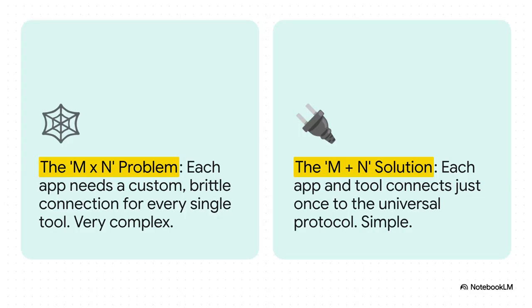And this just perfectly illustrates the nightmare. In the developer world, they call this the M by N problem. If you have M AI apps and N tools, you literally have to build M times N connections. It's a spider web of brittle, expensive, custom code. Just a total headache. But MCP flips the script completely. It turns that nightmare into a simple M plus N problem. Now each app just needs to speak MCP, and each tool just needs to speak MCP. That's it. So much simpler.